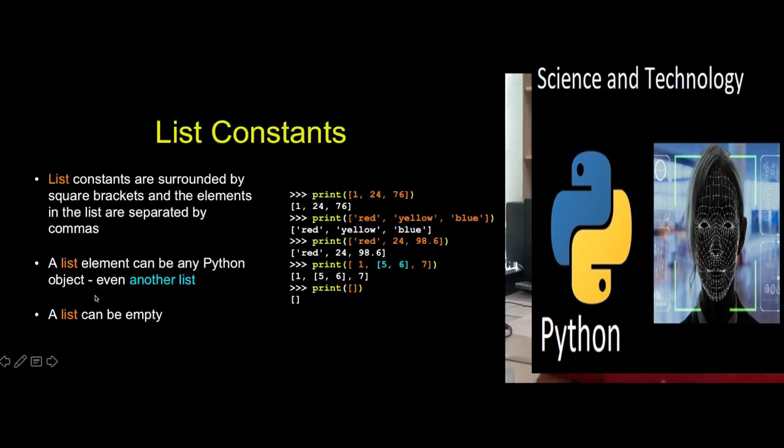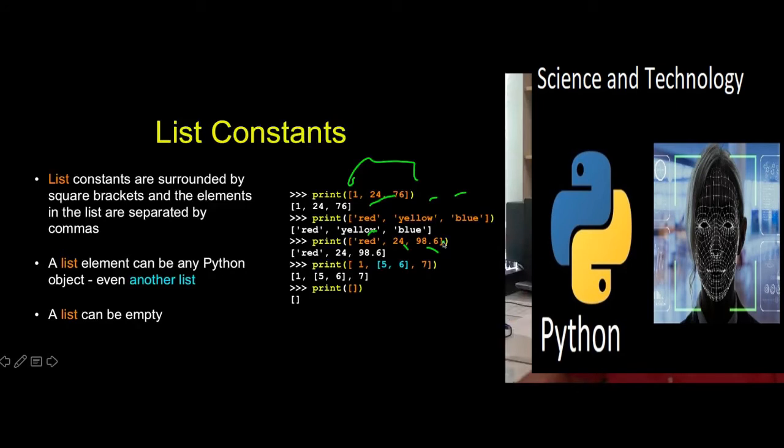So these structures with square brackets are lists. The print is just a print with parentheses to get the print to work. But 1, 2, 4, 7, 6 is a 3-item integer list. Red, yellow, and blue is a 3-item string list. But it doesn't all have to be integers or strings. Python can handle different kinds of data in different positions in the list. So red, 24, 98.6 is a 3-item list with a string, an integer, and a floating point number.